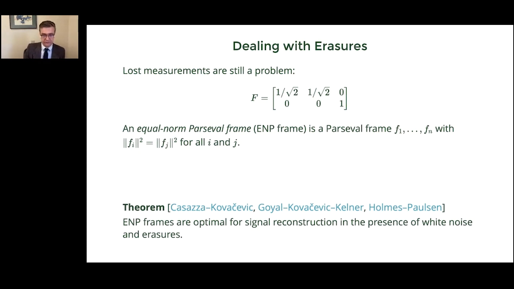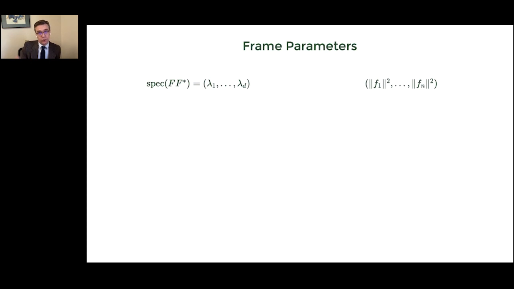And there are various ways of saying spiritually the same thing: these frames are optimal for signal reconstruction in the presence of white noise and erasures. I didn't mention noise, but of course in practice we get noisy measurements and we want to recover something as close as possible to the original signal. And when we have white noise, this Parseval condition is optimal, and the equal norm condition ensures that even if I drop a measurement, I will still do as well as I could possibly hope to do in some least squares sense.